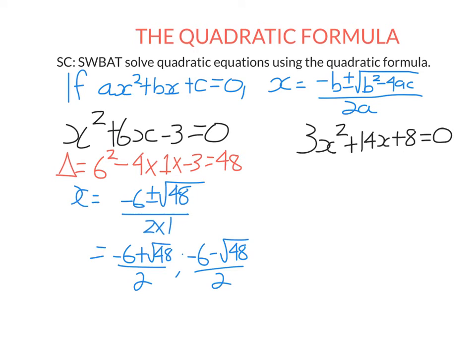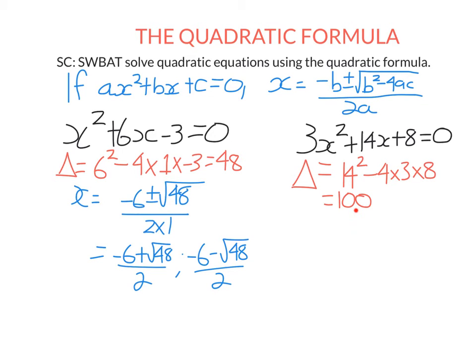Let's look at another example: 3x squared plus 14x plus 8 is equal to 0. We're going to start again by calculating the discriminant. It's b squared minus 4 times a times c. The discriminant here is actually 100. Because the discriminant is positive, there will be two solutions.